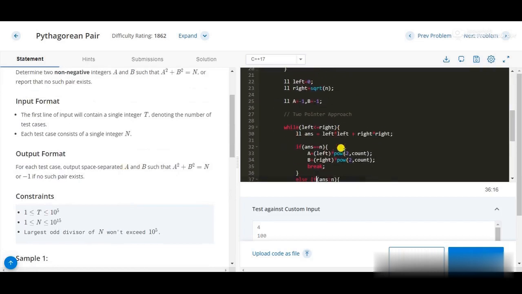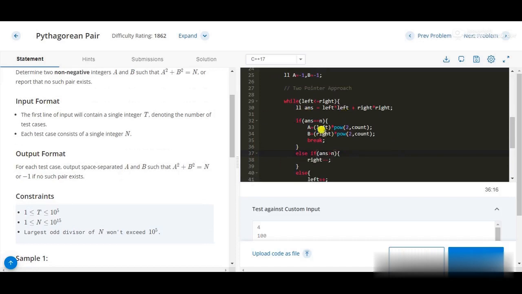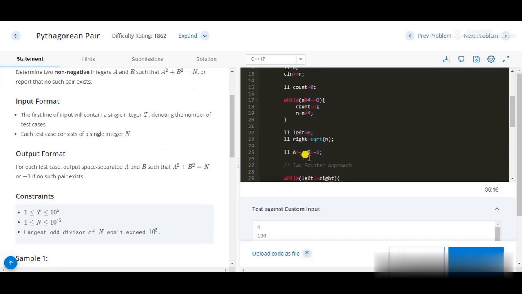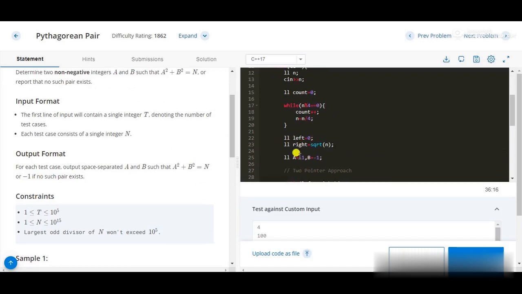If you apply two pointer approach simply on this without using the bit manipulation, it will give TLE, or we can say wrong answer, as the number is quite large. We need to apply this.